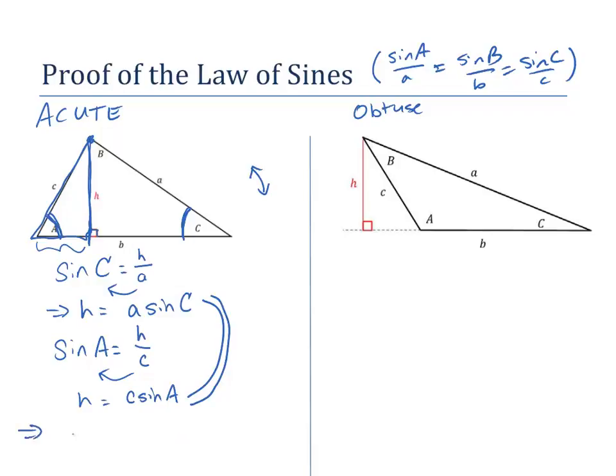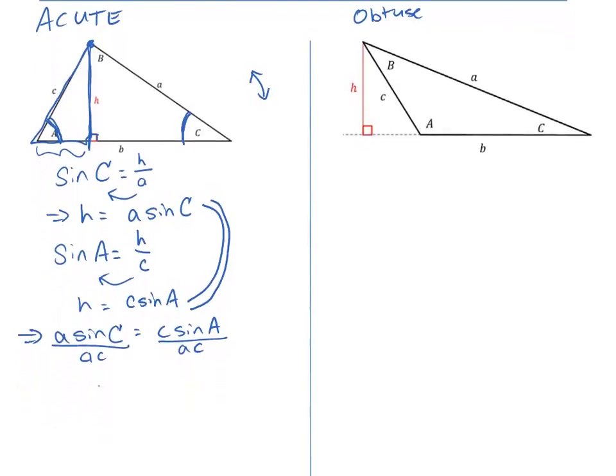So you can then say that A times the sine of angle C is equal to C times the sine of angle A. If I divide both sides by little a, little c, then you end up with sine of capital C over little c equals sine of capital A over little a, which is the law of sines.